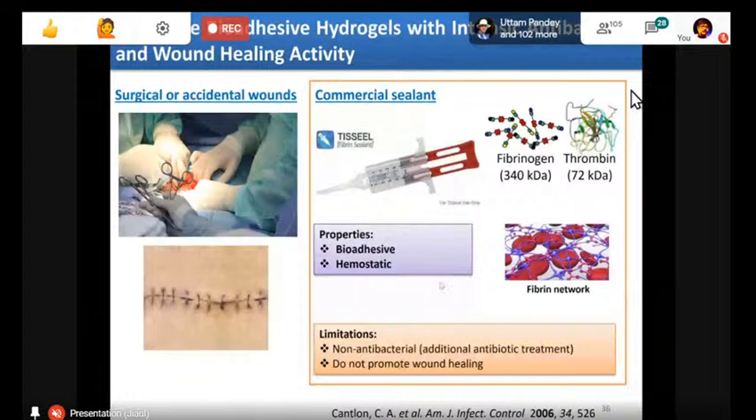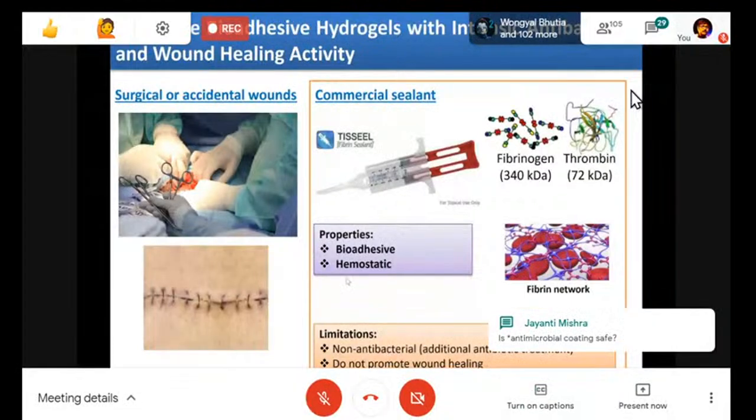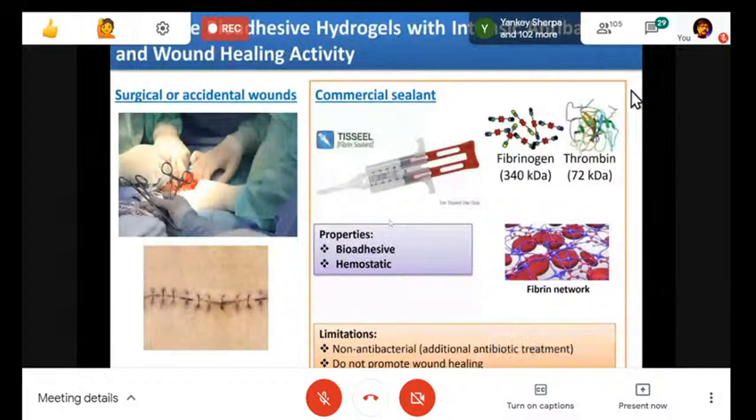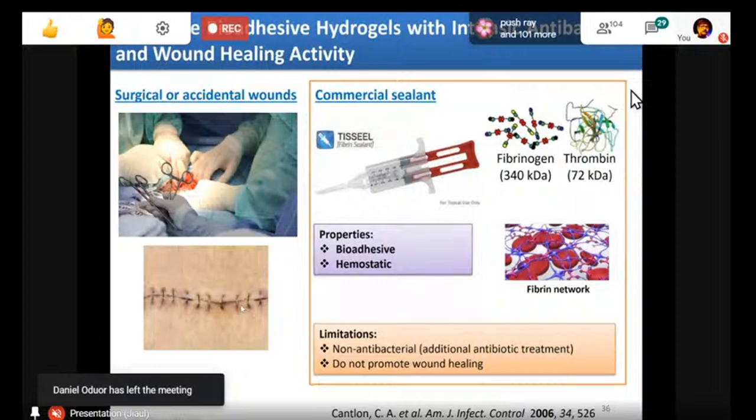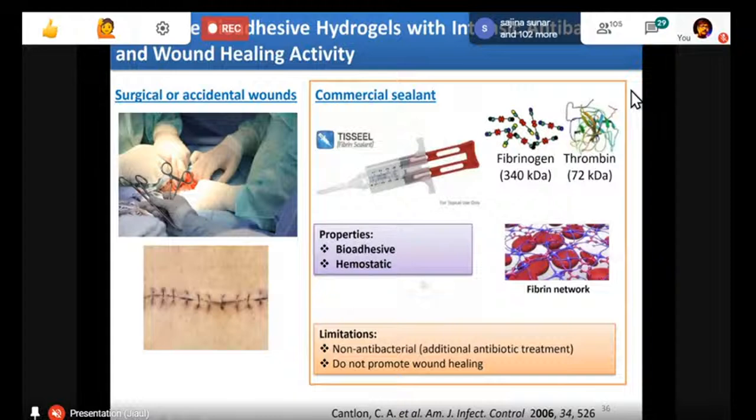However, this commercial sealant has some limitations because it is not inherently antimicrobial. So doctors suggest lots of antibiotics as a precautionary measure to prevent any possible infection at this injured or surgical site. It has also been shown not to promote wound healing, but this is a serious wound, and we need to heal it as fast as possible as a recovery measure. So ideally, we wanted to come up with an alternative to the commercial sealant, which has all these four properties in one system. We call it all-in-one.